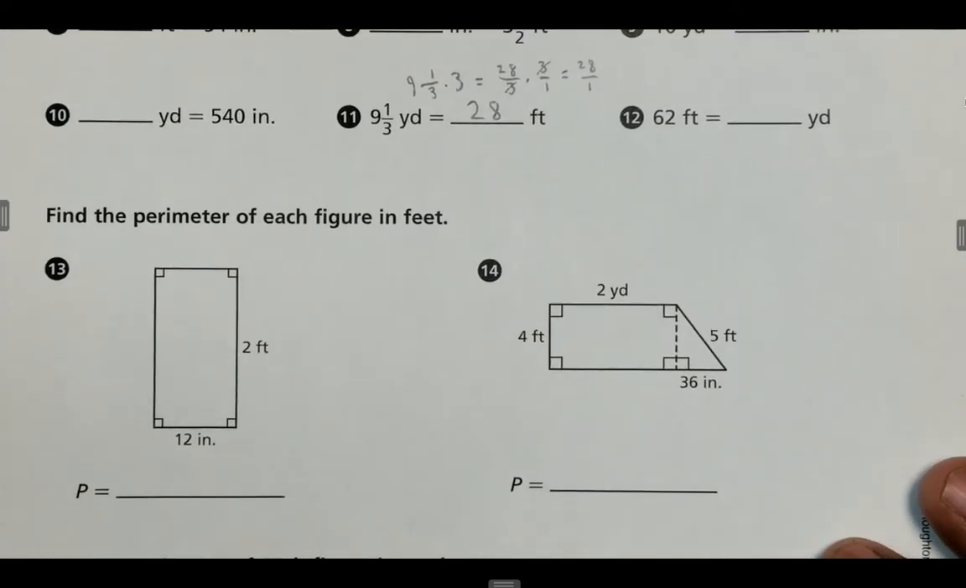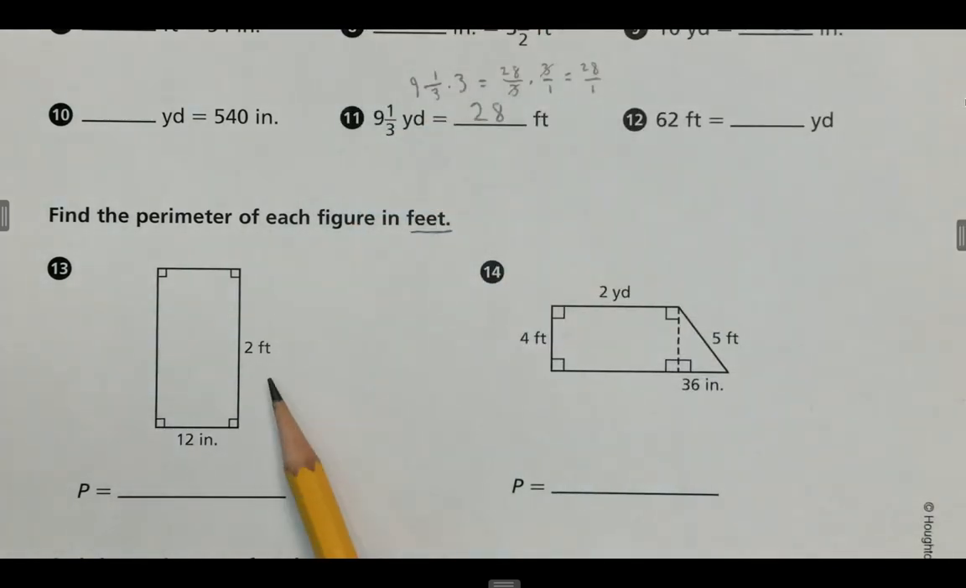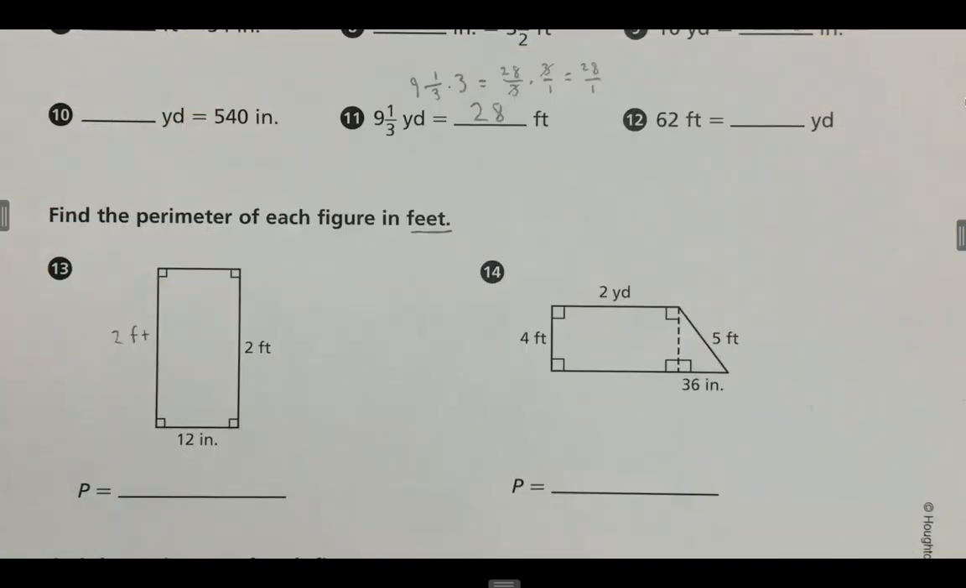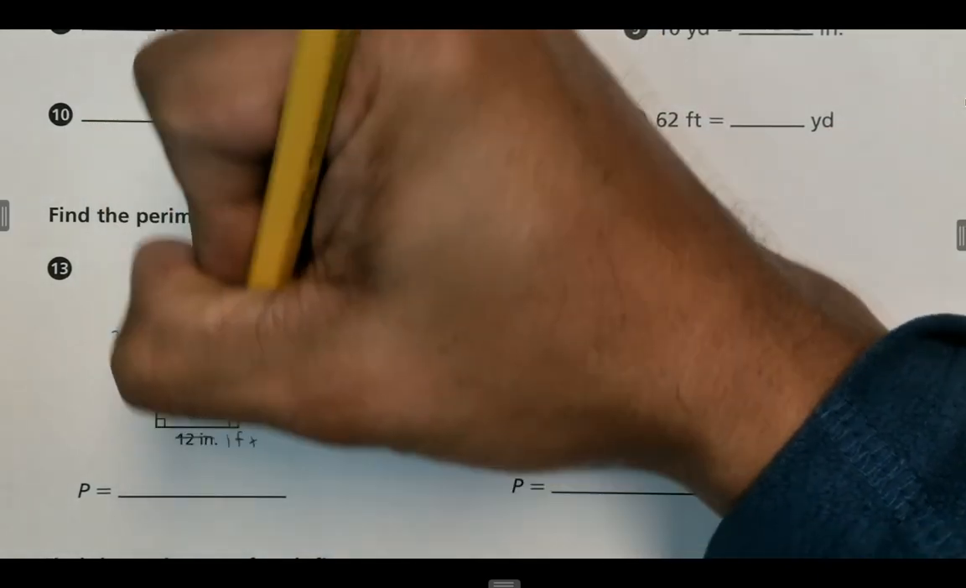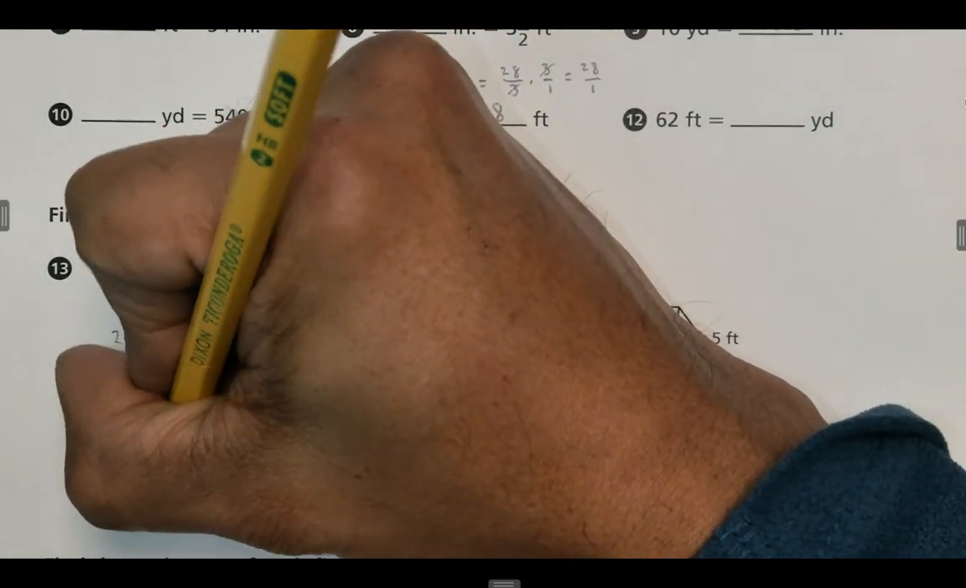For 13 and 14, we are asked to find the perimeter of each figure in terms of feet. Okay, so we got 2 feet here, and perimeter, of course, is totaling up the lengths of the sides. So the shorter side is given to us in terms of inches. I'm going inches to feet, smaller unit to a larger unit. Think division. Here I'm going to divide by 12. 12 divided by 12 is 1. So total it up. 2 and 1 plus 2 and 1 gets me 6 feet.